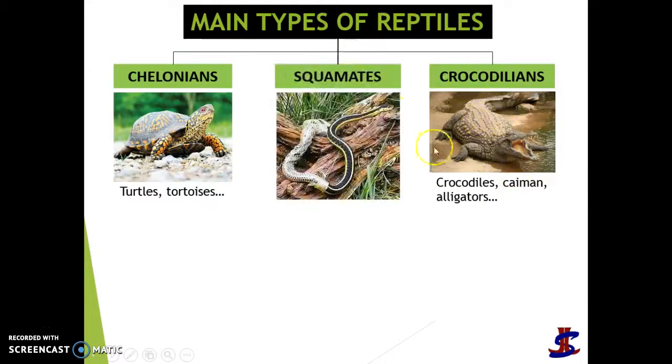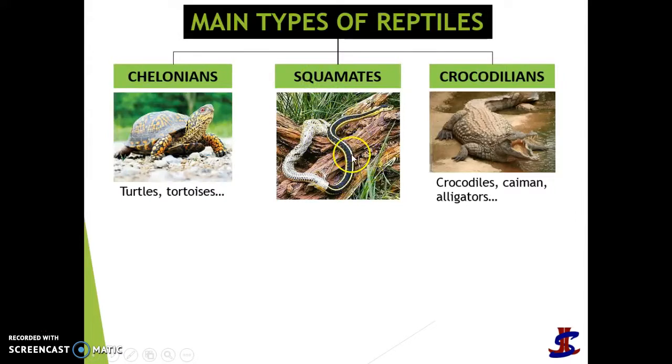And then we have squamates, okay? You see here what's happening. There is a snake, and then there is this layer. It is changing the skin. It is molting. So in Spanish, scales is escamas. So maybe this helps you remember this group. Escamas, los escamados. Okay, squamates.